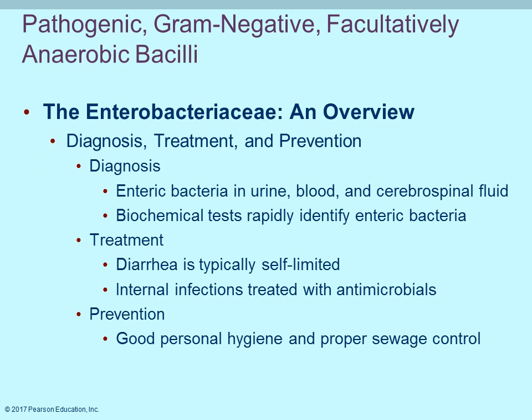So how are you going to diagnose them? Diagnosis will be done by collecting samples. They can be found in the urine, the blood, the cerebrospinal fluid, and you will use biochemical tests to try to rapidly identify them so you can start treatment right away. If it's an internal infection, you can treat with antibiotics; depending what genus it is depends on which antibiotic you're going to use. A lot of these you're going to find will cause diarrhea. That's usually self-limiting, meaning it's got to run its course.